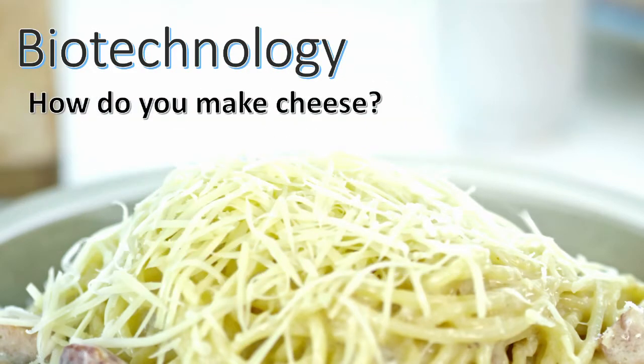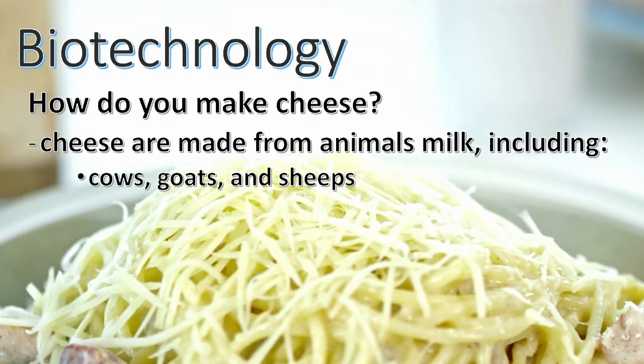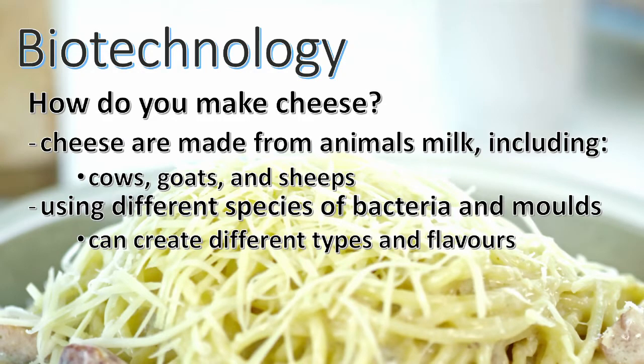How do we make cheese? First, cheese is made from animals' milk, including cows, goats, and sheep. Using different species of bacteria and molds can create different types and flavors.